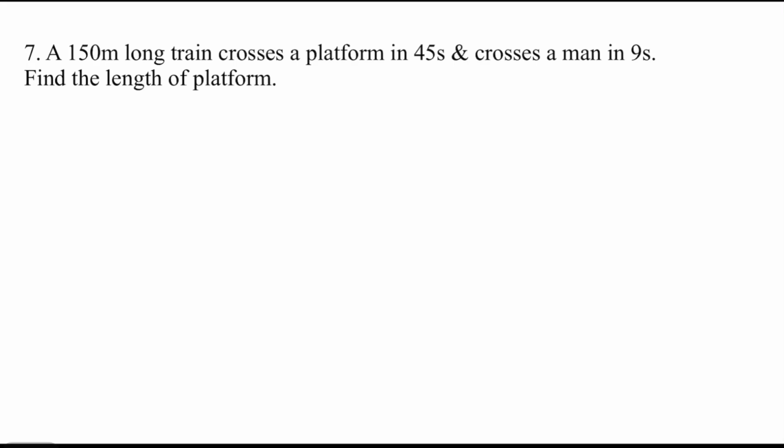So next problem. A 150-meter long train crosses a platform in 45 seconds and crosses a man in 9 seconds. So find the length of the platform. We will do this problem in two ways, with the traditional method and the short trick. First, we'll do it with the traditional method.